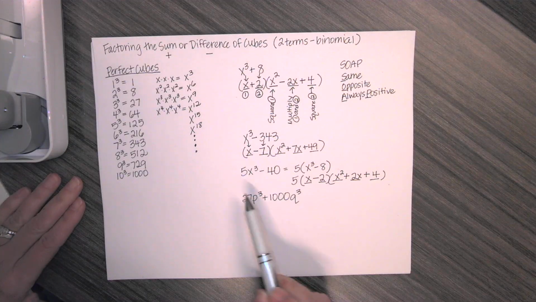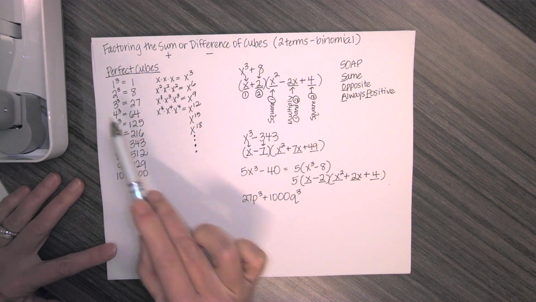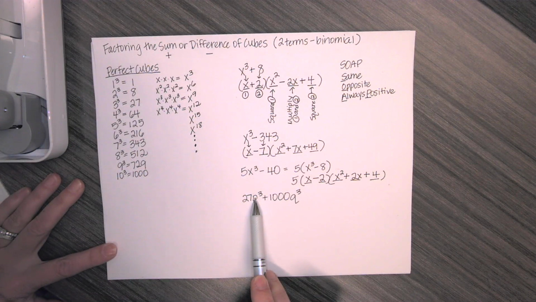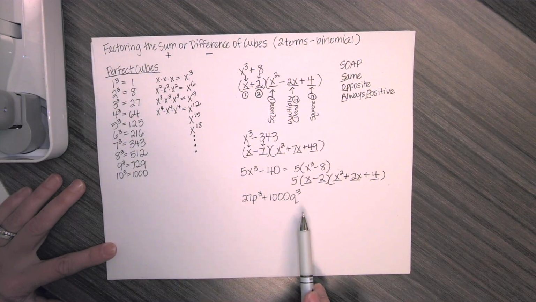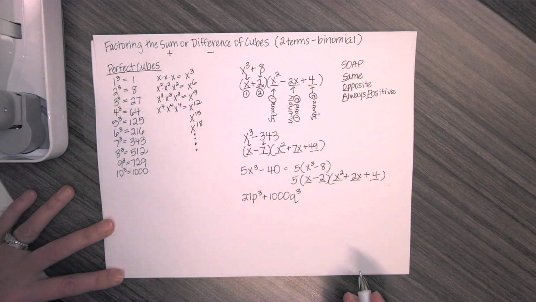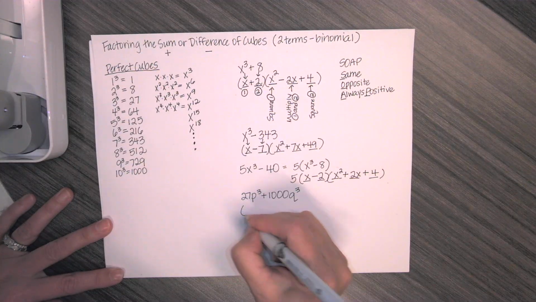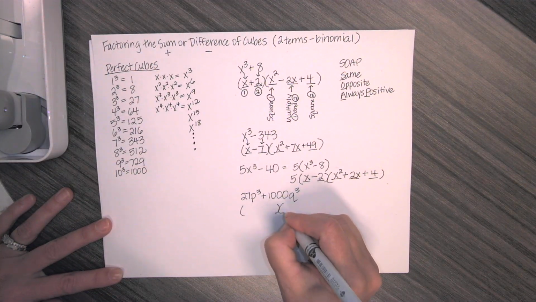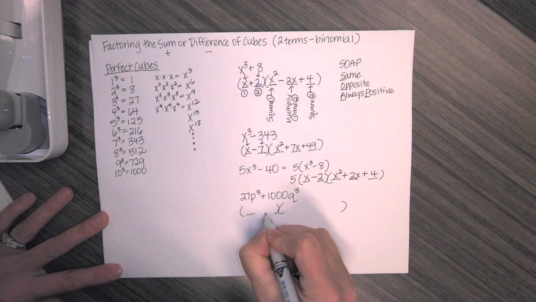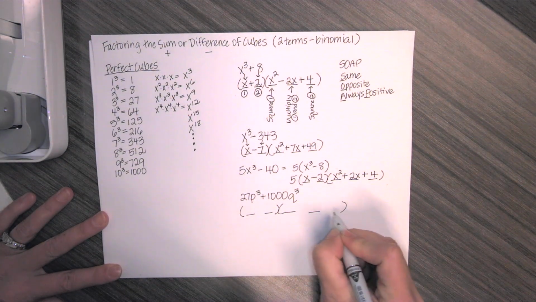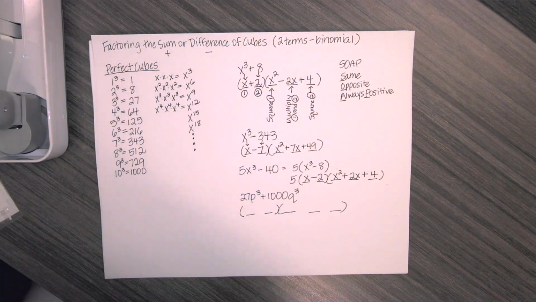27 is a perfect cube because it's 3 times 3 times 3. P cubed is a perfect cube. 1000 is a perfect cube. Q cubed is a perfect cube. So we're good. We're going to have the short parentheses. I'm making it a little bigger because we've got P's and Q's in there. But we've got 2 terms and 3 terms just like before.